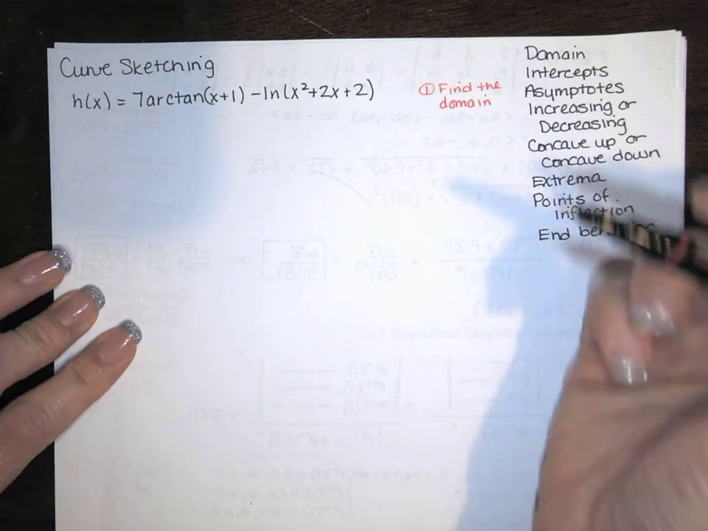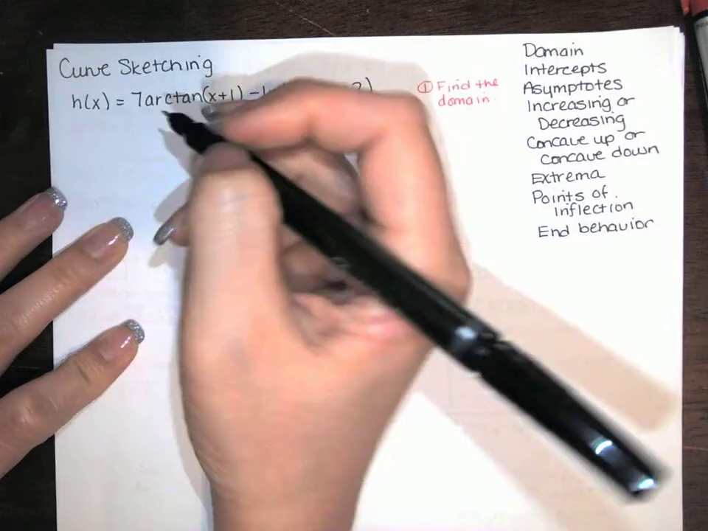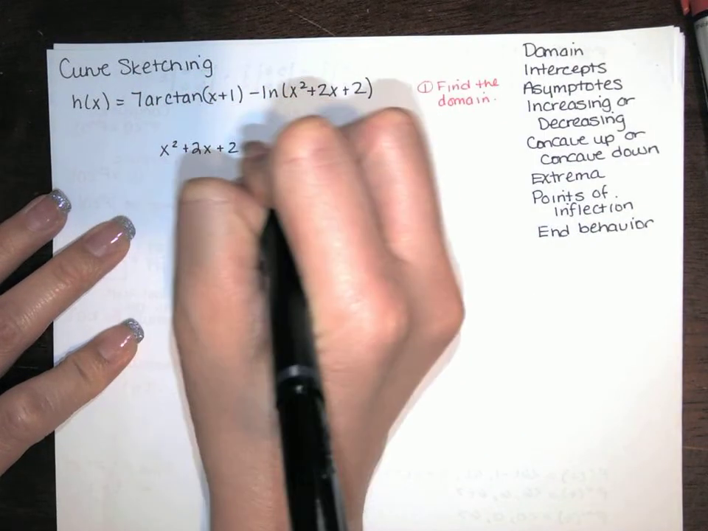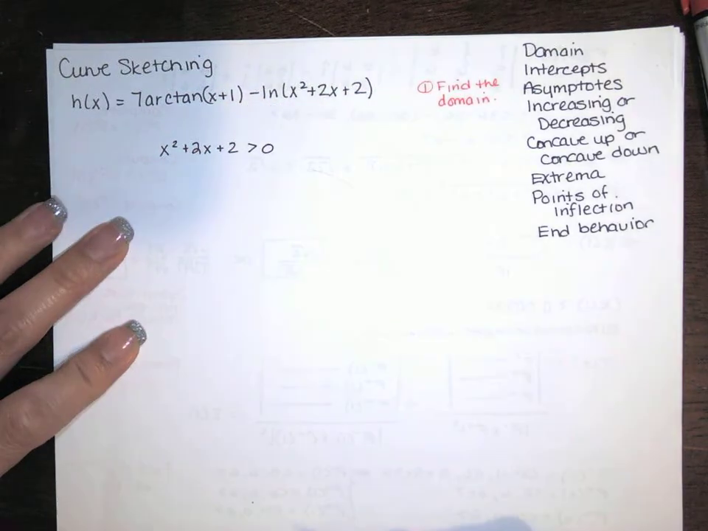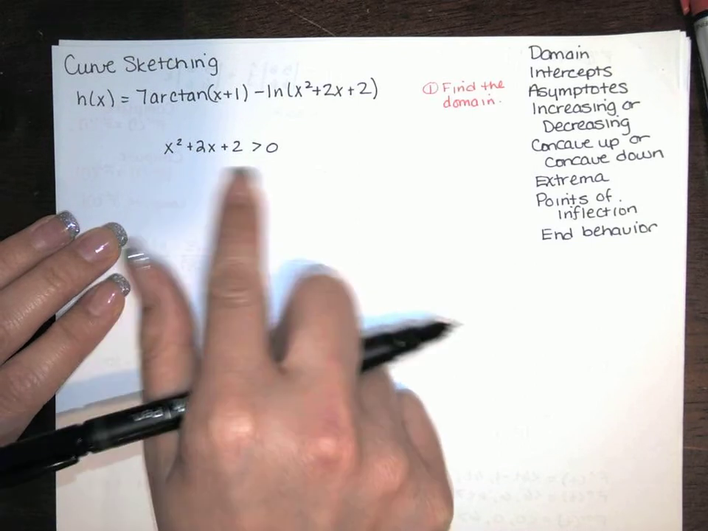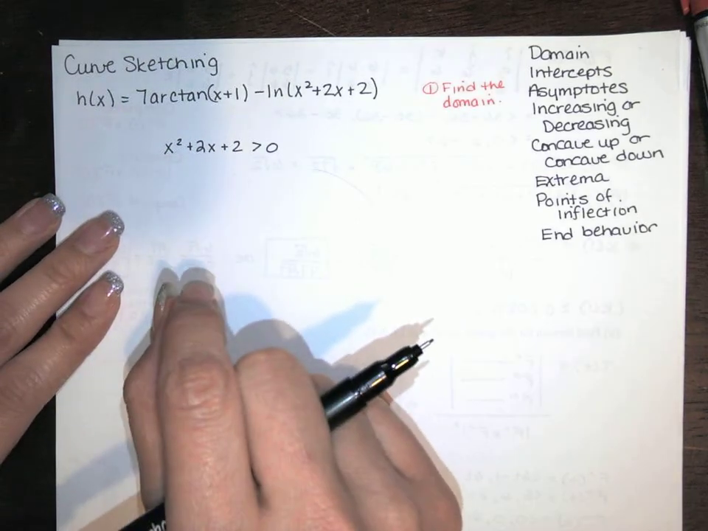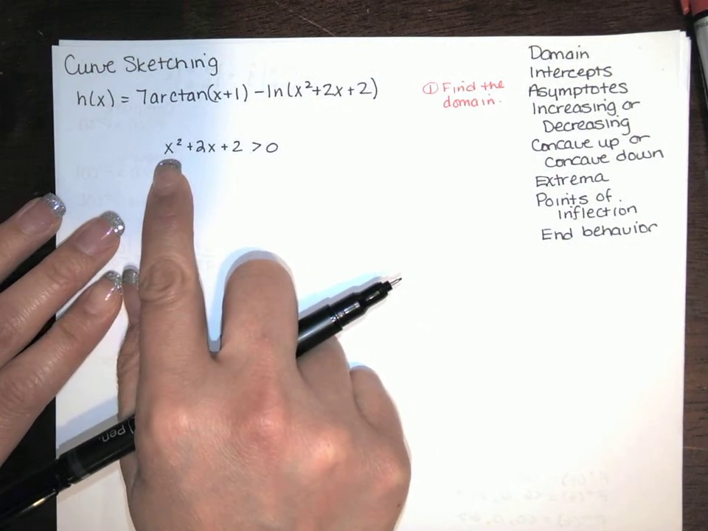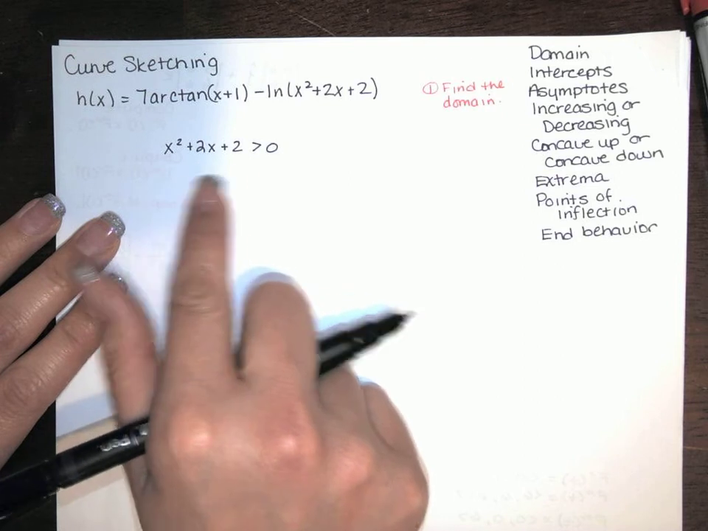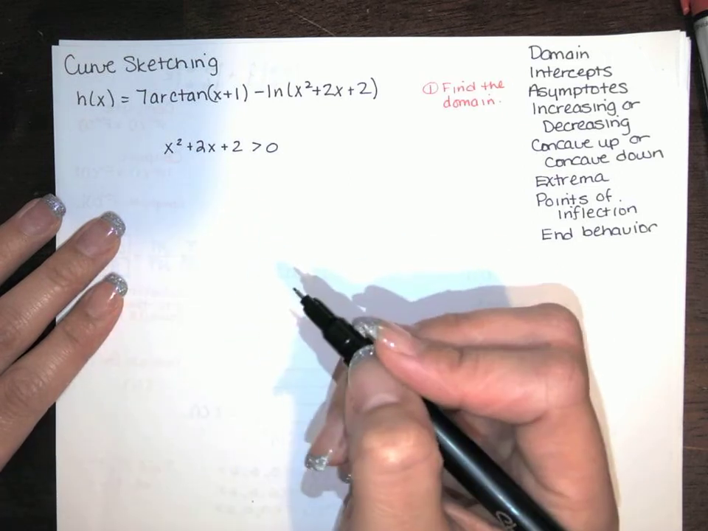In order to do that, I'm going to set x squared plus 2x plus 2 greater than 0. That's our domain. It's the set of all x for which this is positive. And then I need to find the x values that satisfy this. Now, there's a trick to this one. Notice that this has an x squared term and an x term. Since it has an x squared term and an x term, I can rewrite this a little differently by completing the square. So that's my plan.